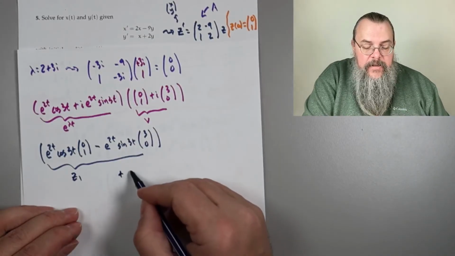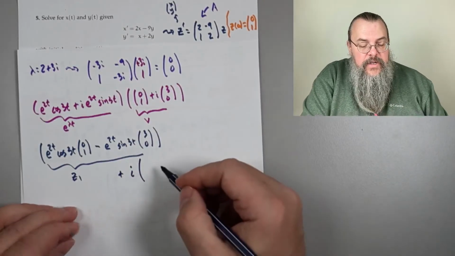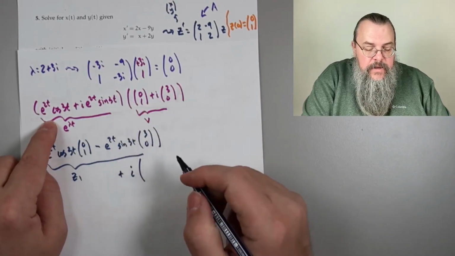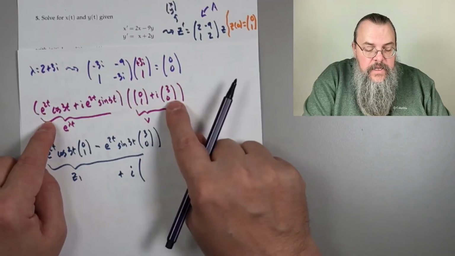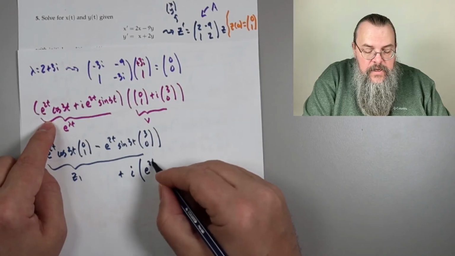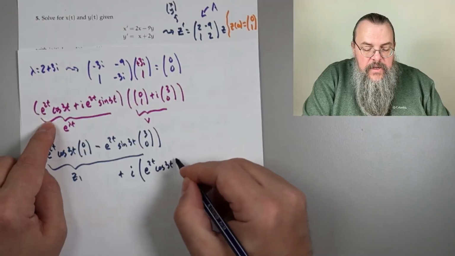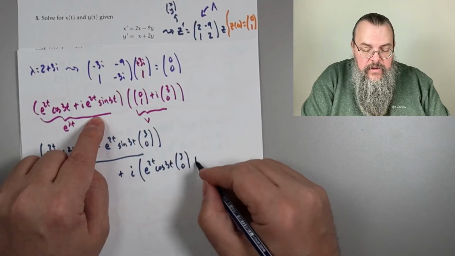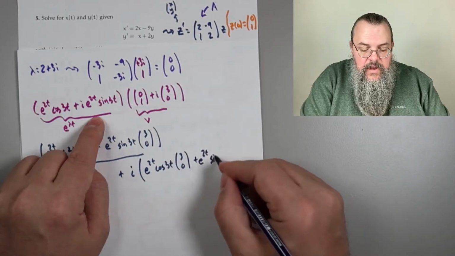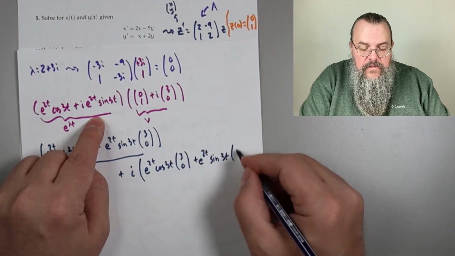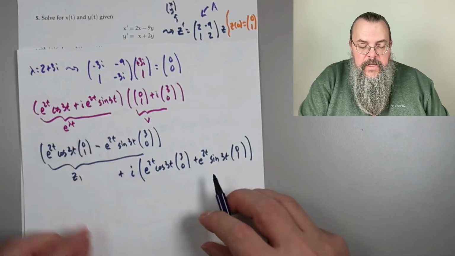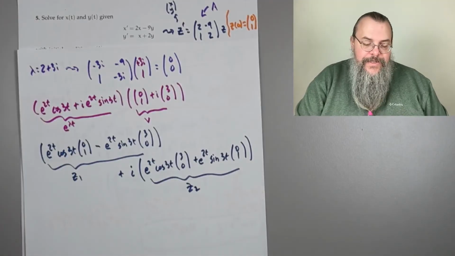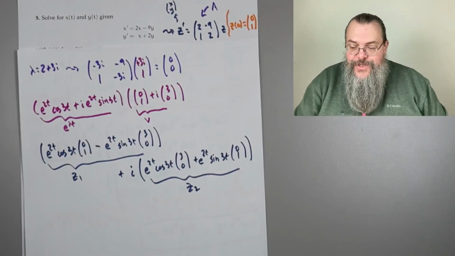We're going to add the imaginary part. Okay, so here we'll have e to the 2t cosine 3t, (3, 0), plus e to the 2t sine 3t, (0, 1). All right, and the imaginary part is the second solution. So now we have two solutions.